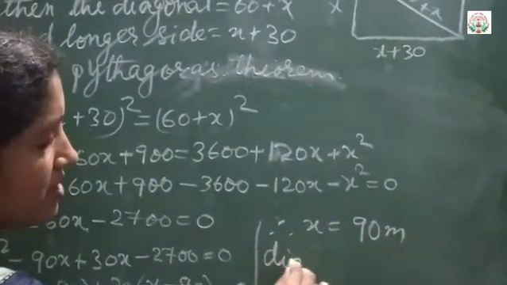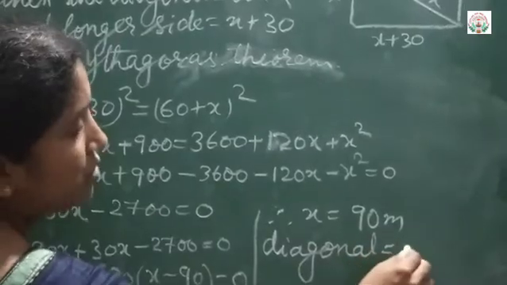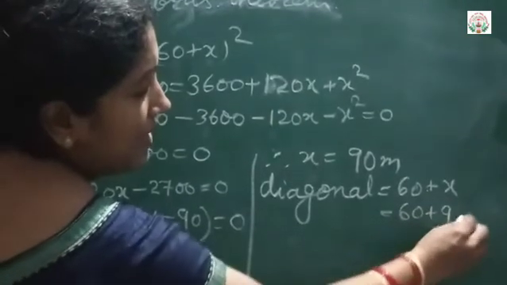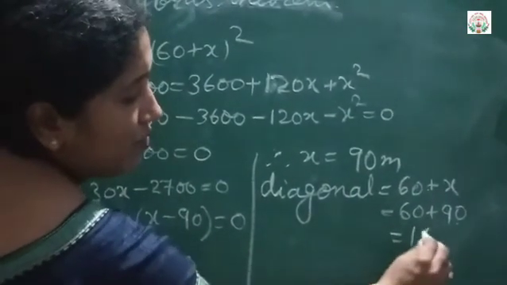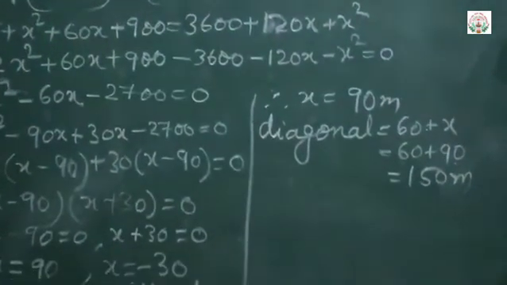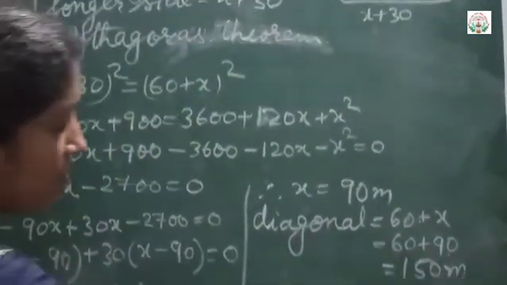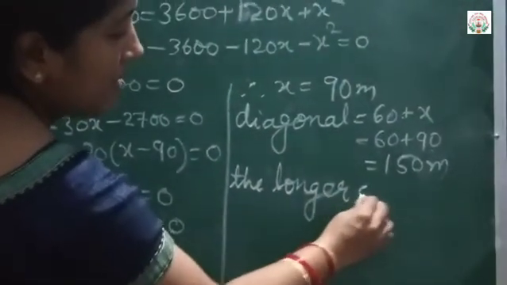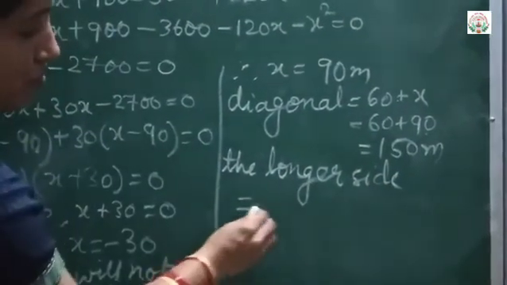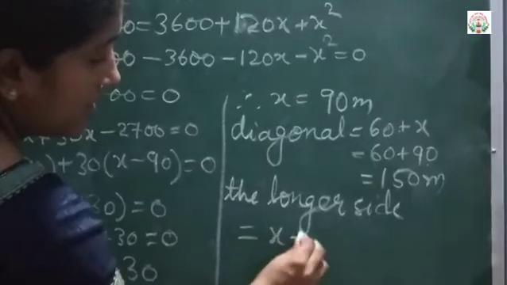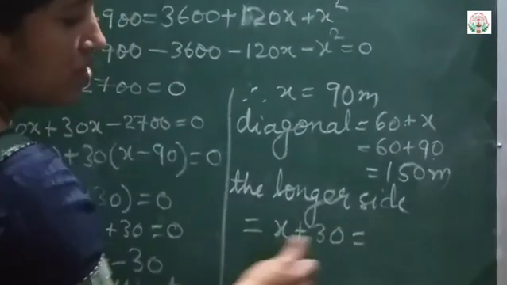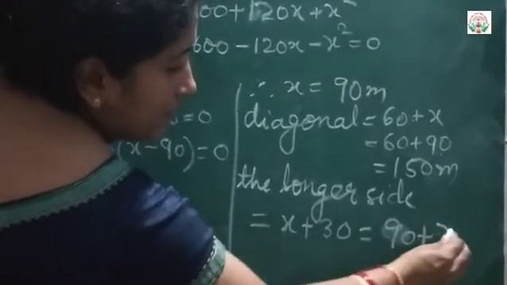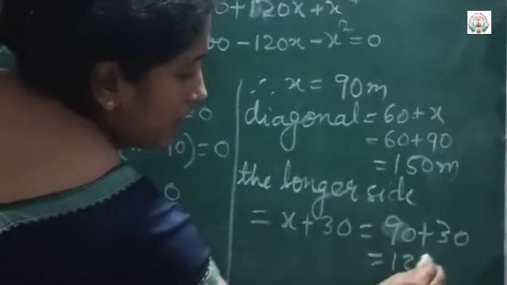Diagonal will be how much? Diagonal equals to 60 plus x, which is equals to 60 plus 90 equals to how much? 150 meter. Okay, and the longer side will be how much? The longer side equals to how much? x plus 30, which is equals to 90 plus 30 equals to 120 meter.